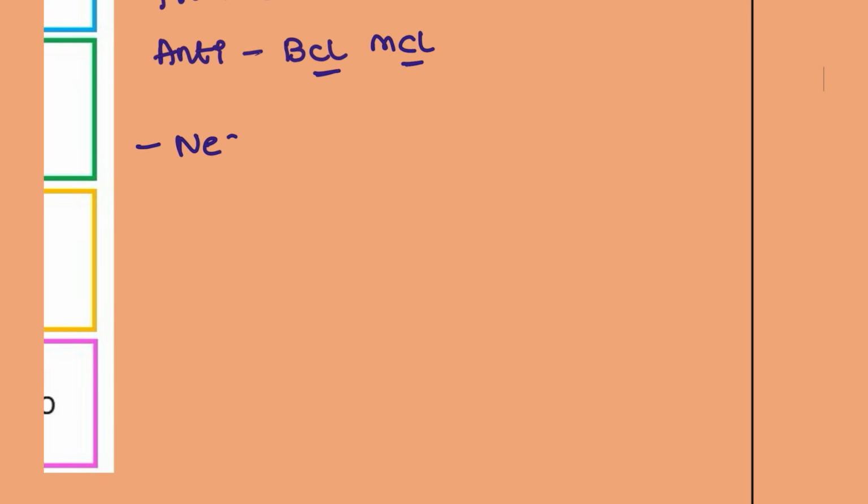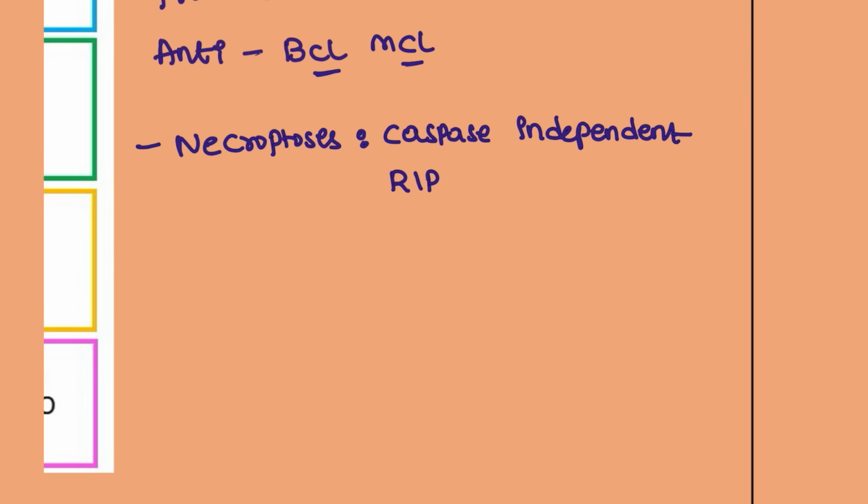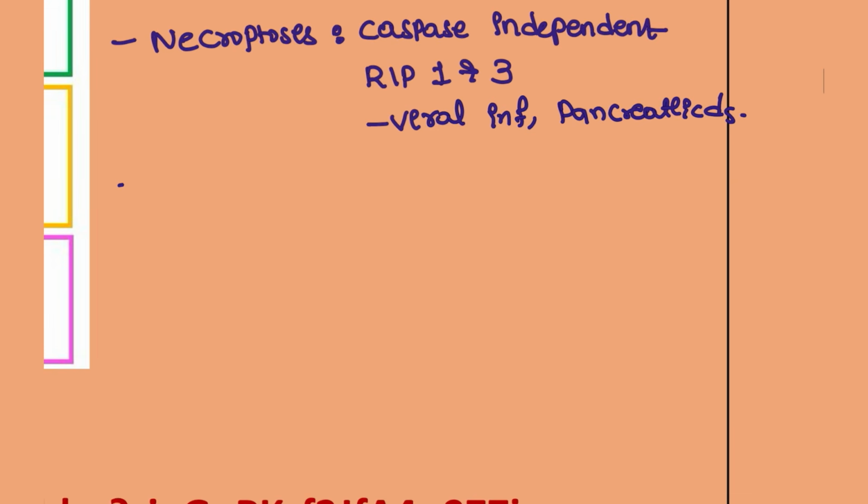Next, we also have the necroptosis. So what is meant by necroptosis? Necroptosis is nothing but a programmed type of necrosis. But this is caspase independent, and here RIP 1 and 3 are used. It is mostly seen in patients suffering from viral infections and also pancreatic diseases. Necroptosis is used there.